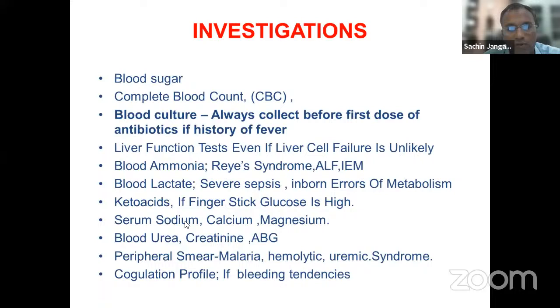Serum sodium, serum calcium and magnesium level, check for urea and creatinine. If you are suspecting cerebral malaria, do a peripheral smear for malaria. Schistocytes can also be seen in hemolytic uremic syndrome. Coagulation profile should be done if we are having bleeding tendency.